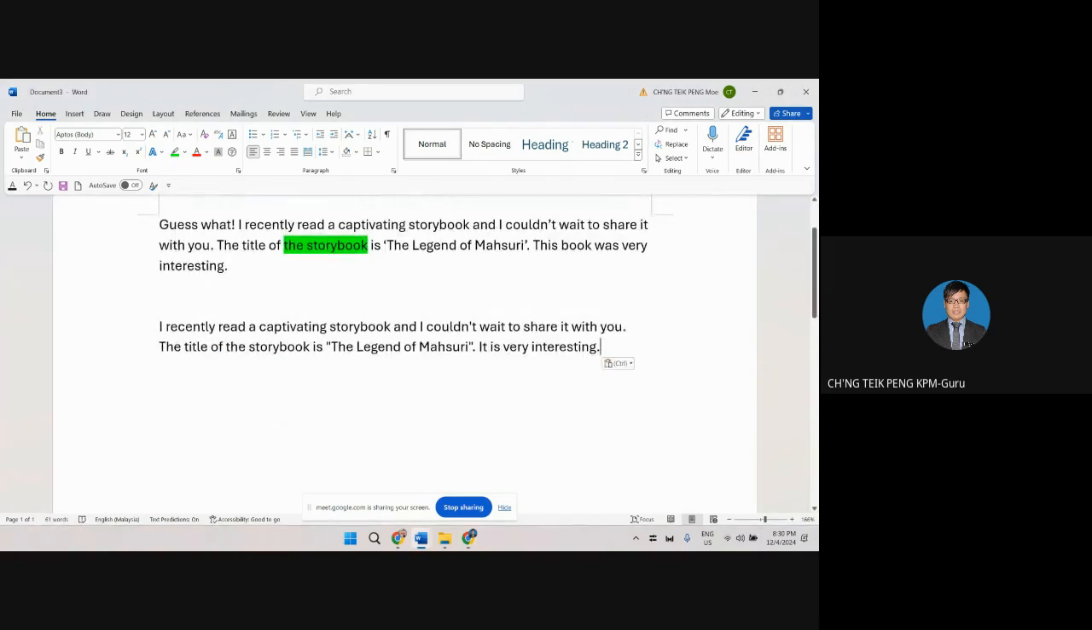Okay, I recently read a captivating storybook, and I couldn't wait to share it with you. The title of the storybook is The Legend of Masuri. It is very interesting. Okay, good. So 你看啊，这里有两个，it is very interesting, or the book was very interesting. I want to show you was or is. Okay, which one is the better?